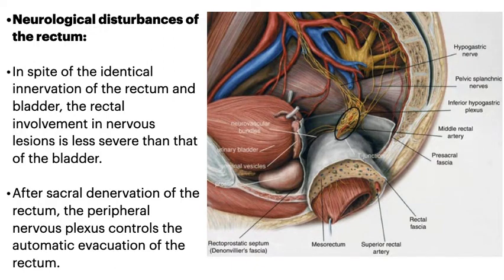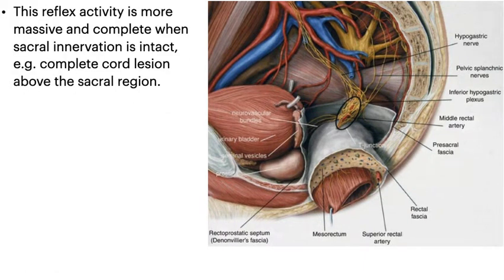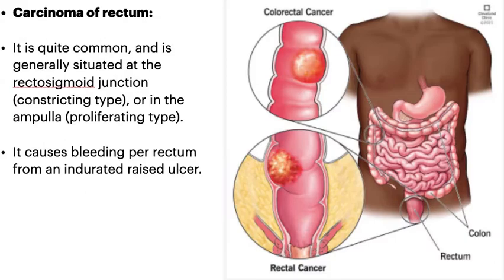Now, the neurological disturbances of the rectum. In spite of having identical innervation of the rectum and the bladder, the involvement of the rectum in nervous lesions is less severe compared to the bladder. After sacral denervation of the rectum, the peripheral nervous system is controlling the automatic evacuation of the rectum. You can see this is the inferior hypogastric plexus, the pelvic splanchnic nerves. Now, this reflex activity is more massive and complete when sacral innervation is intact, that is, in complete cord lesions above the sacral level.